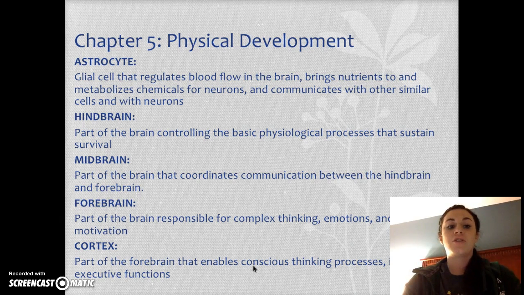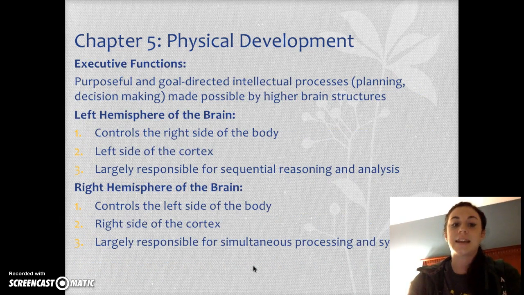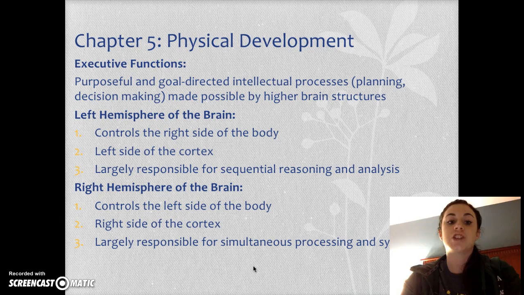Okay, so then you have the parts of the brain, which are the hindbrain, midbrain, forebrain, and the cortex. The hindbrain is the part of the brain controlling the basic psychological processes that sustain survival. The midbrain coordinates communication between the hindbrain and the forebrain, so it's obviously in between, seeing as it's mid. The forebrain is responsible for complex thinking, emotions, and motivation. And the cortex is the part of the forebrain that enables conscious thinking processes, including executive functions. Executive functions are purposeful and goal-directed intellectual processes.